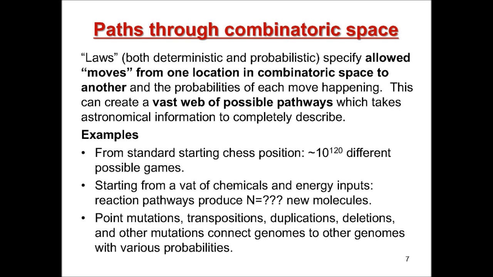Starting from a vat of chemicals, you can ask, given certain energy inputs and the initial conditions, how many new molecules will be produced over time. That's worked out through the combinatoric paths.